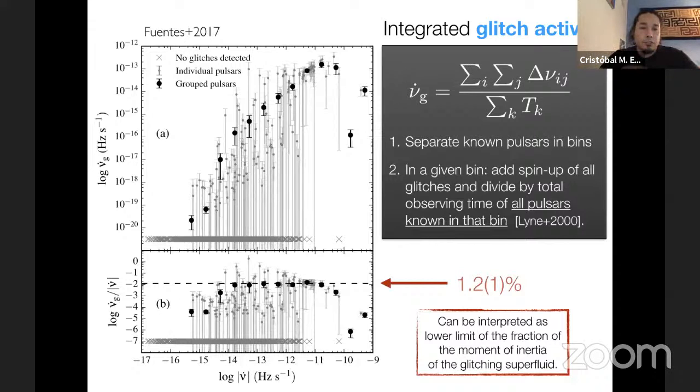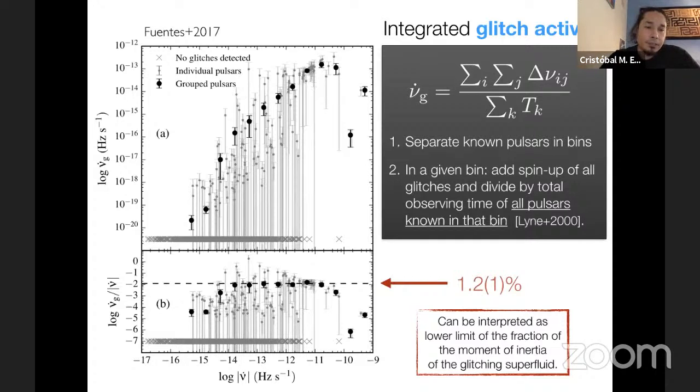which is just grouping the pulsars according to the spin-down in boxes. And then we used all the pulsars in that box to calculate the glitch activity, and used even those pulsars that have not glitched. So in this plot on the top is the glitch activity that we calculated for these groups of pulsars in the fat black dots, and the individual pulsars are put there too, just to show how much they scatter.